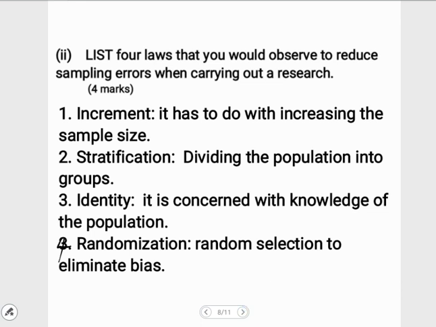I believe this is straightforward. Increment, it has to do with increasing the sample size. You can simply say increasing the sample size. 2, dividing the population into groups. 3, knowledge of the population, and 4, random selection to eliminate bias.